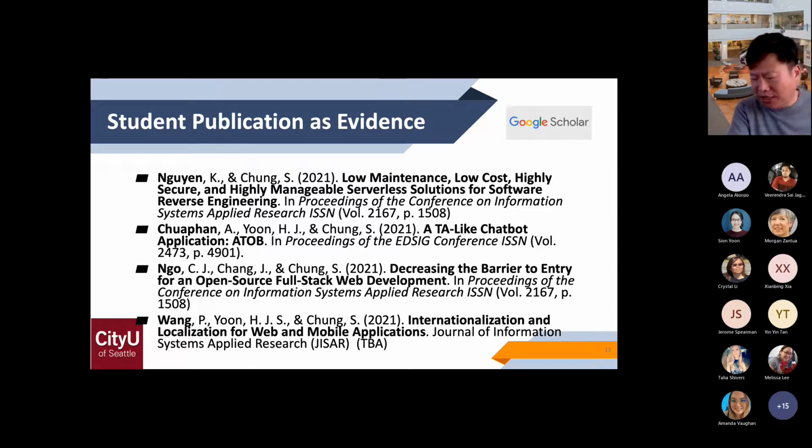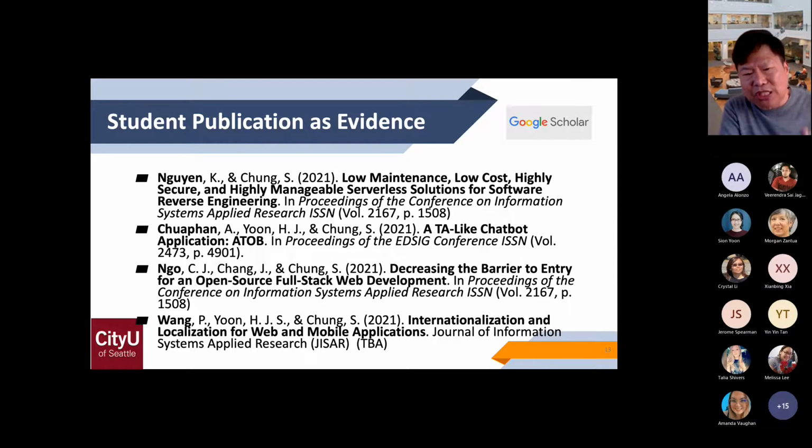Okay, you got the master's degree. Industry, what are they saying? Okay, good, but prove how good you are. This is one of the examples. So look at Kevin Wang. In 2021, I worked together, CEO Yun is here. Then this paper was the capstone, Internationalization and Localization for Web and Mobile Applications.